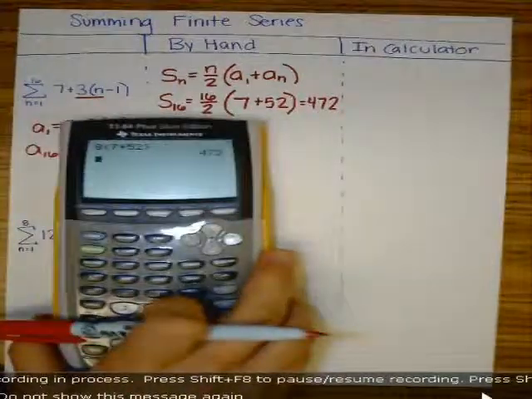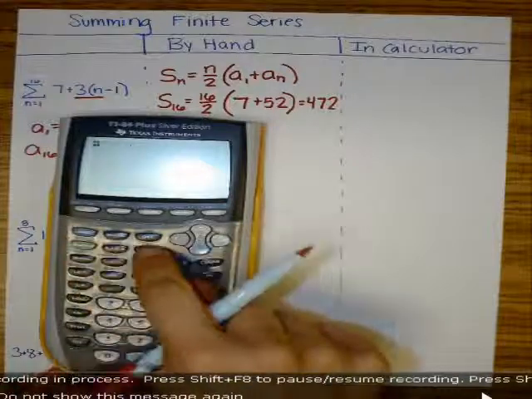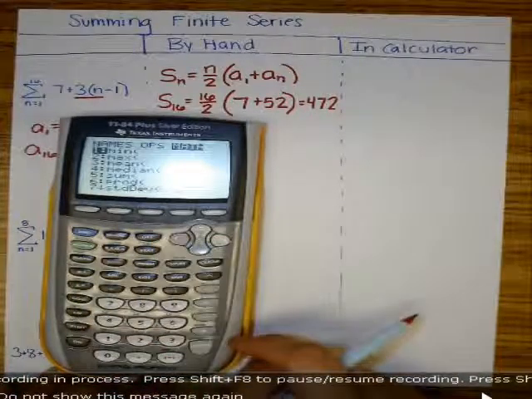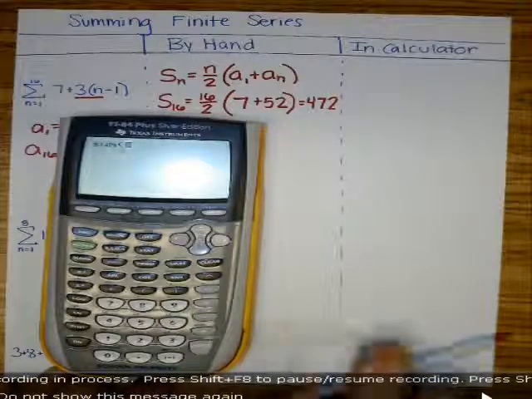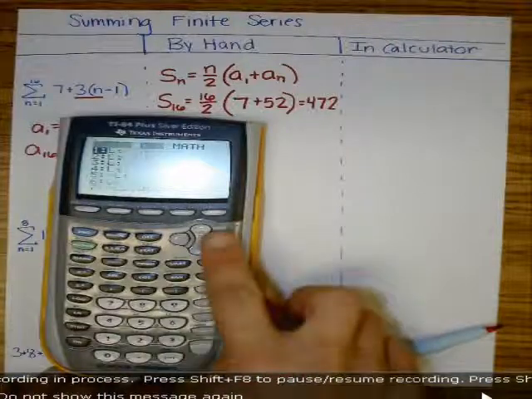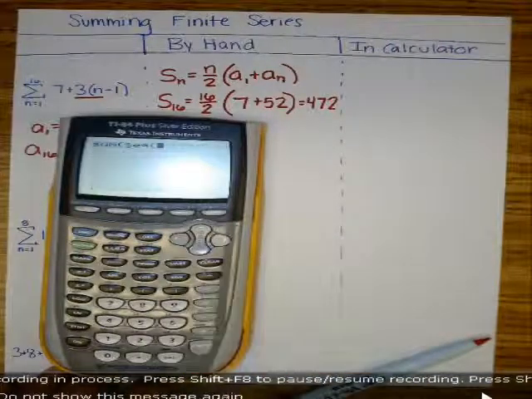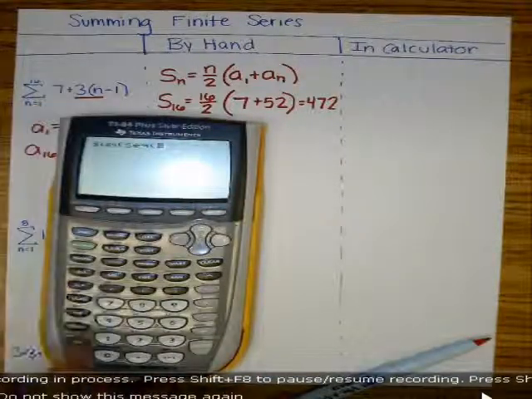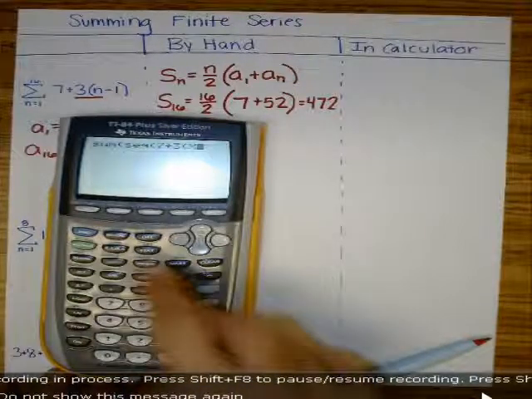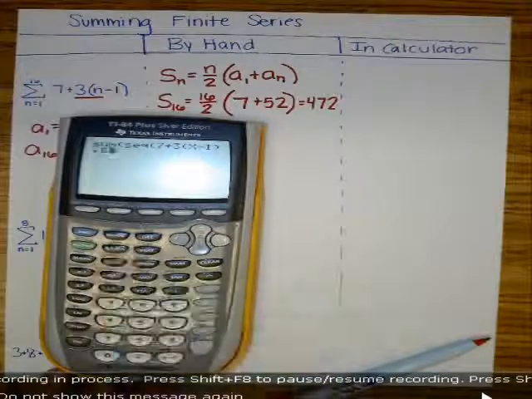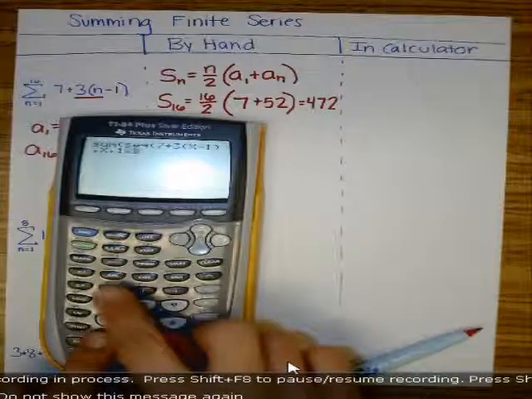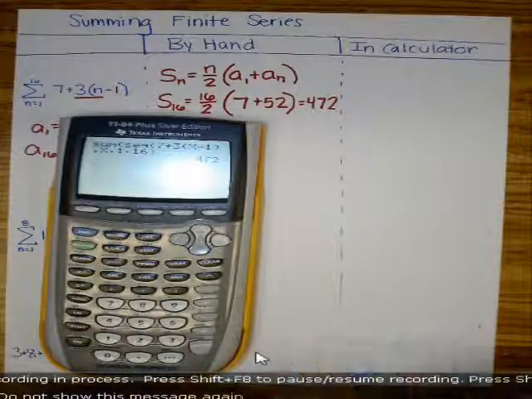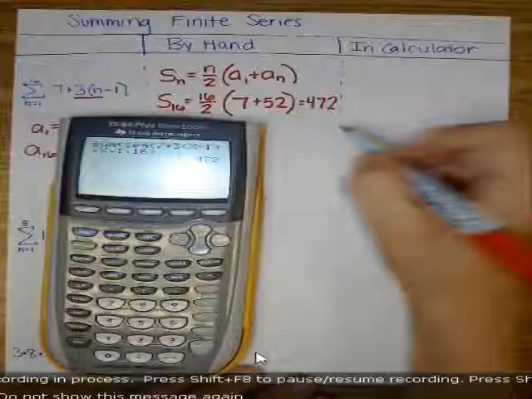What's the shortcut in your calculator? You're going to go second stat, scroll over to math, and down to the word sum, because we want to sum these all up. Second stat, go over to ops, because we're talking about a sequence here. Now we have to tell the calculator what sequence we're using. You need an explicit formula. 7 plus 3, x minus 1. Define your variable x, tell it what you're starting with, and then what you're ending at. Start with the first term, end with the 16th term. And there it is, 472.